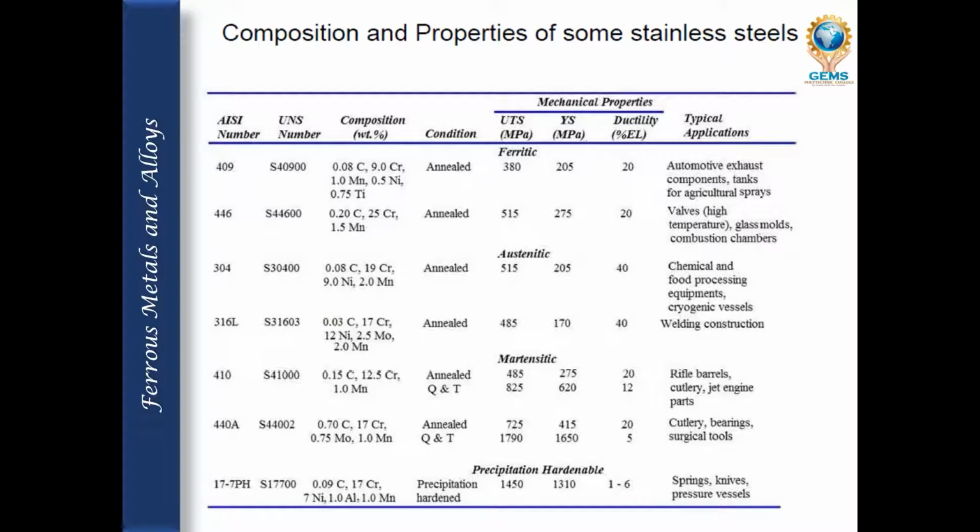And 1.5 manganese annealed. So this is also annealed conditions. UTS is high, YS is 275, ductility is 20%, and the typical applications could be valves, high temperature, glass molds, combustion chambers, etc. And the next number is 304, with the UNS number S30400.